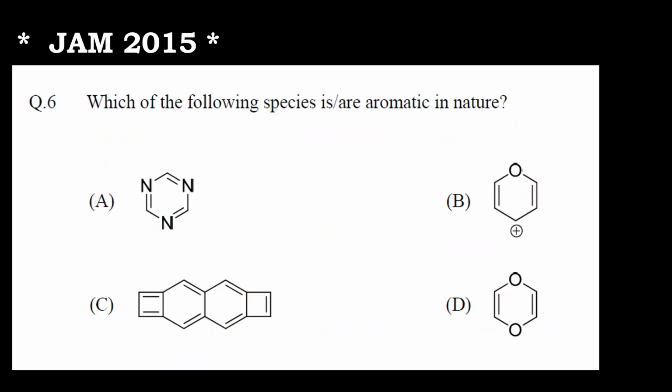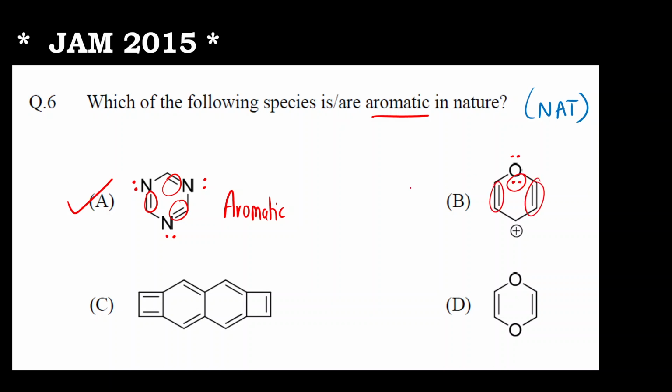Now 2015, this question, again this is of NAT type. Okay, what we have to find out, which of the following are aromatic? All the three nitrogens here, the lone pair will not be involved in resonance. Okay, so 2 plus 2, 4, 4 plus 2, 6, odd number of double bonds. This is going to be aromatic. Okay, so this is one correct option. Oxygen, lone pair will be involved in resonance. 2 plus 2, 4, 4 plus 2, 6. So B is also correct.